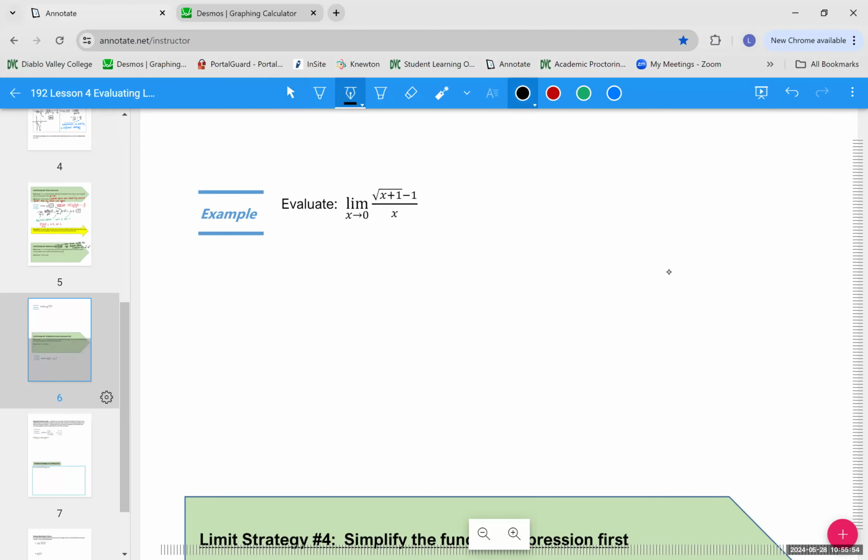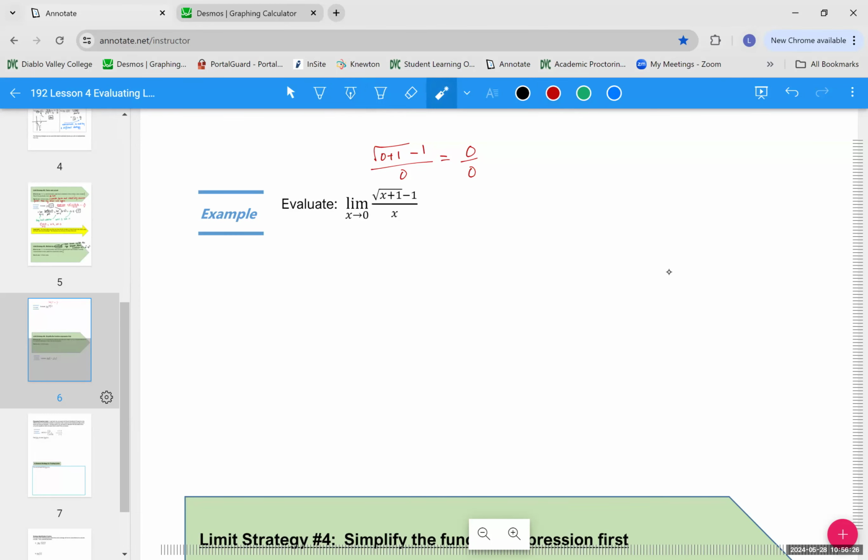All right, so as usual, I'm going to try direct sub. Square root of 0 plus 1 minus 1 over 0, which gives me 0 over 0. So there we are in the familiar 0 over 0 situation. All of these strategies that we're talking about right now are meant for 0 over 0 situations, but I just want to make sure you are getting in the practice that that's where you always want to start, is direct sub.